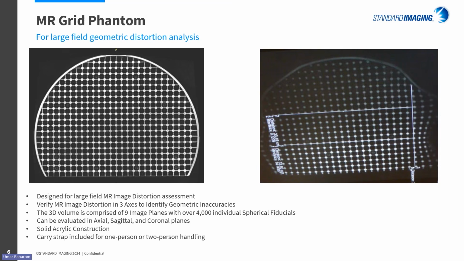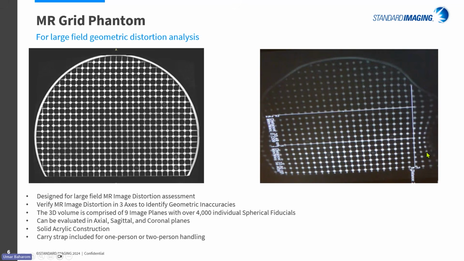So this is a scan of the Phantom. We design and manufacture the Phantom for large field distortion. Again, as you know, for MR, most of the distortion is going to be happening in the far field. In the center it's more uniform, but as you move away from the center, that's when you get a lot of distortion. You can see that here in this image on the side.